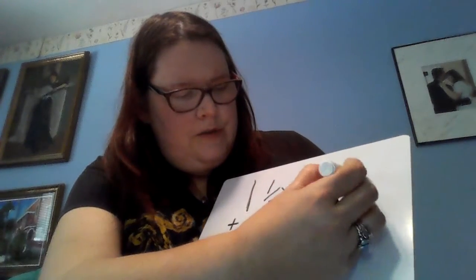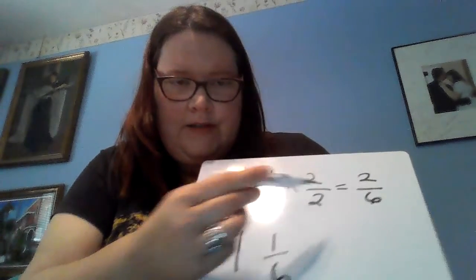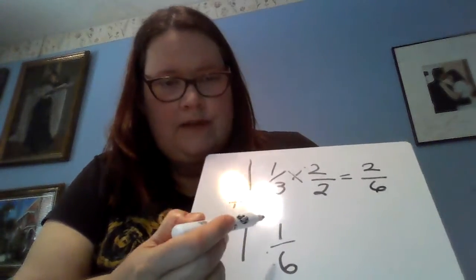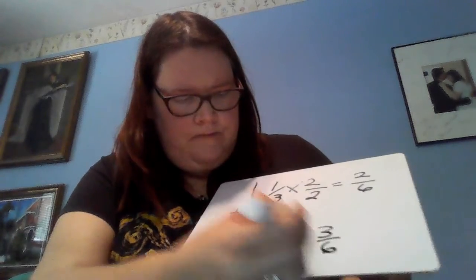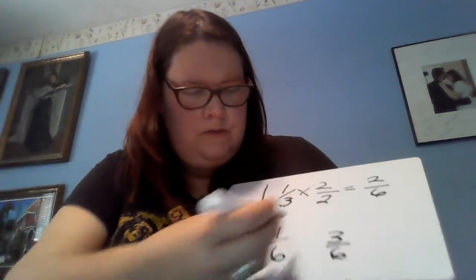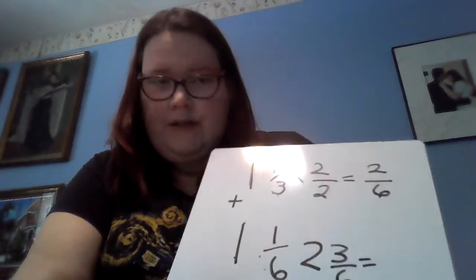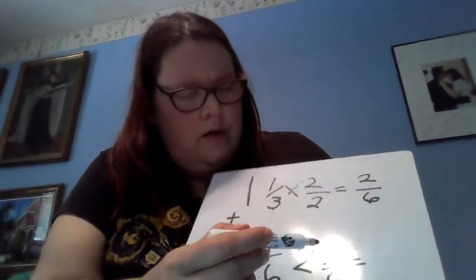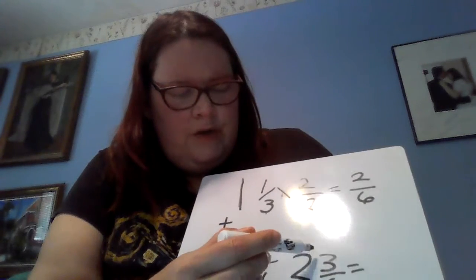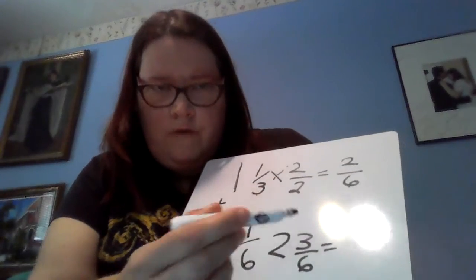So 1 times 2 is 2, 3 times 2 is 6. So now I have my 2/6, and I can add that to 1/6 because they both have the same denominator. So I'm going to say 2/6 plus 1/6 is 3/6. 1 plus 1 is 2. So 2 and 3/6. I can simplify that 3/6. I don't know if you're doing simplifying fractions yet. Probably not. But I can reduce that down to its simplest form by dividing 3/6 by 3 over 3.